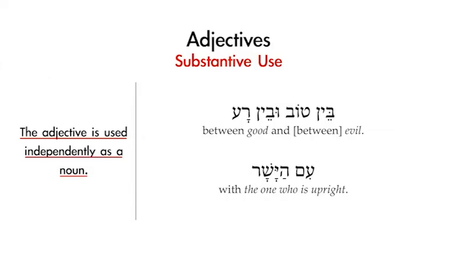Let's look at our first example together. Bein tov uvein ra, between good and between evil. Here we have the adjectives tov and ra, good and evil, functioning as the object of the prepositions bein and bein. Because these adjectives are not modifying another noun or predicating something about another noun, they appear by themselves and they're used as nouns. So the substantive use of the adjective is when the adjective is used like a noun.